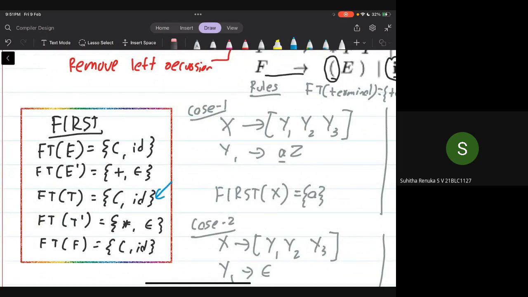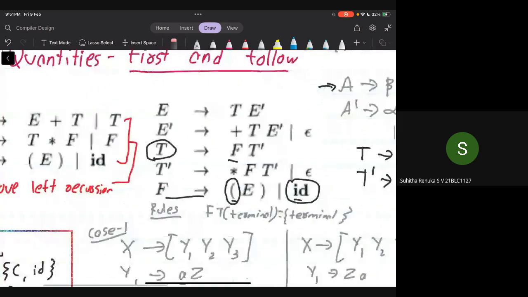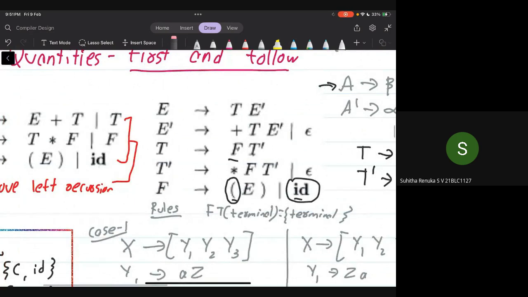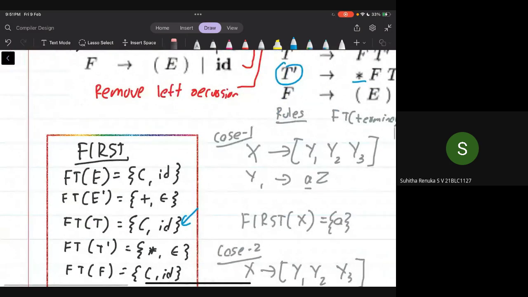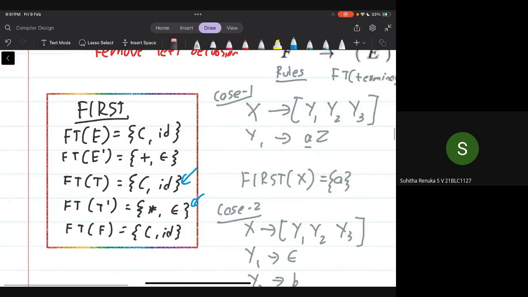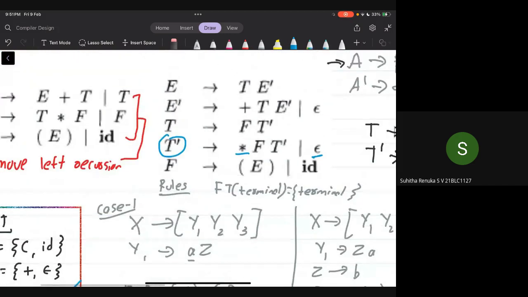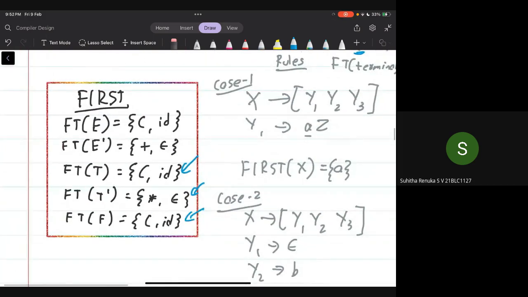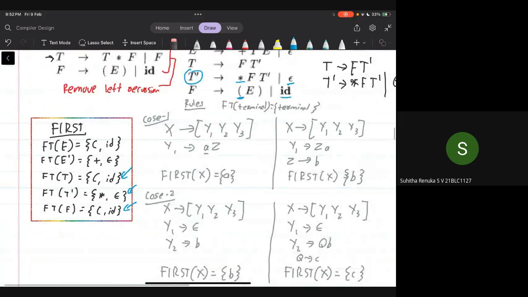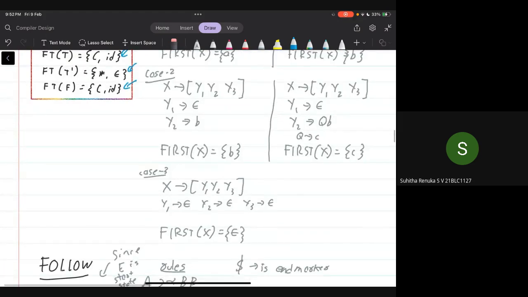Let's go to T dash. For T dash, you'll see there's a star and there's epsilon. So that's T dash. And then there is first of F. First of F we already found, but we can still do it again, which is opening bracket and ID. That's what we got here. This is your first. That is done. Now you have to do follow.